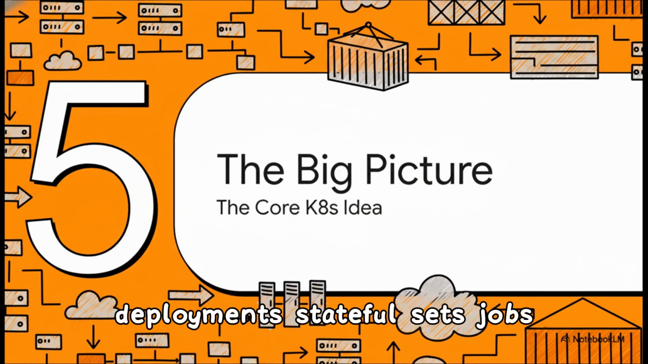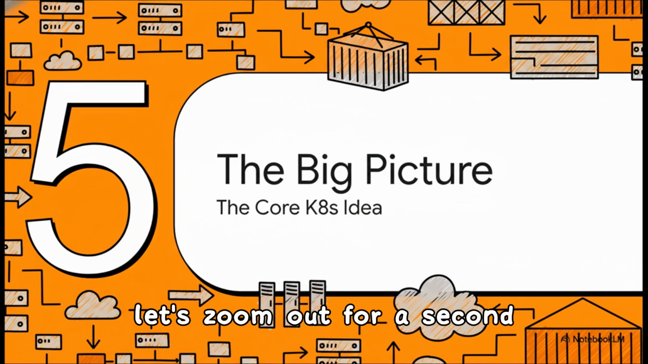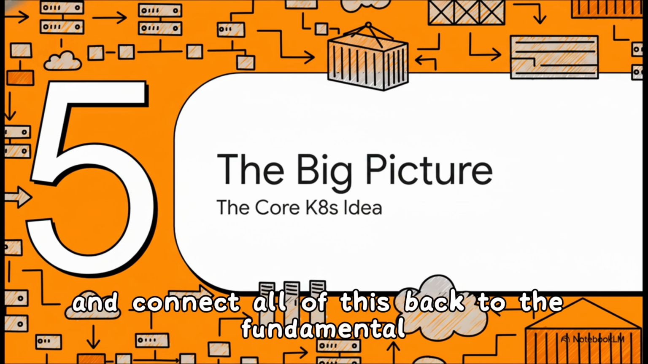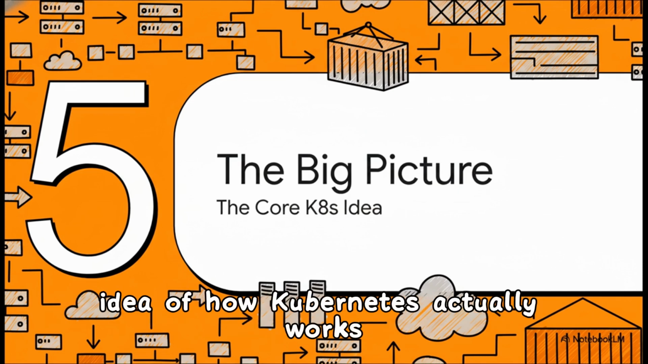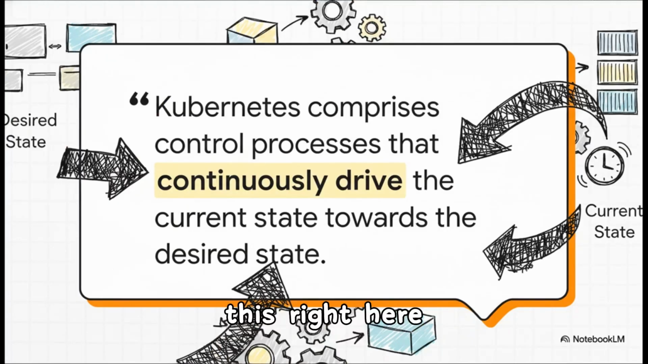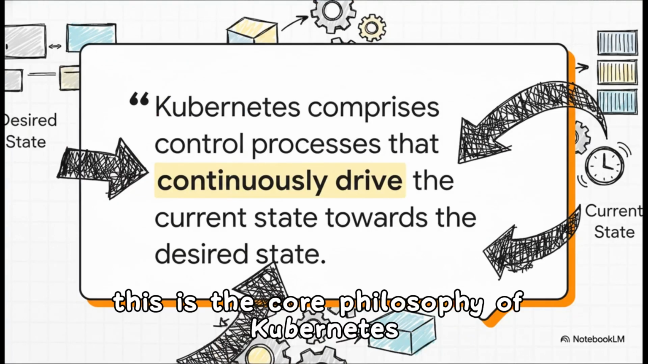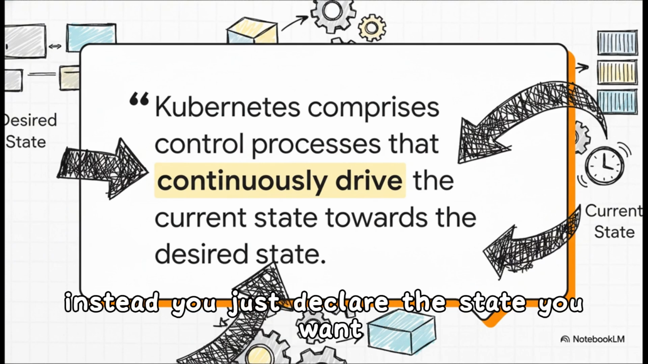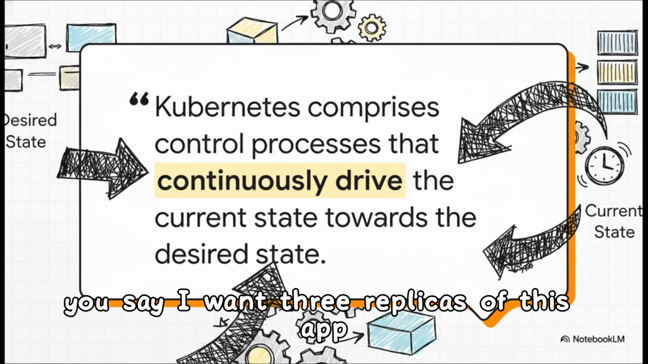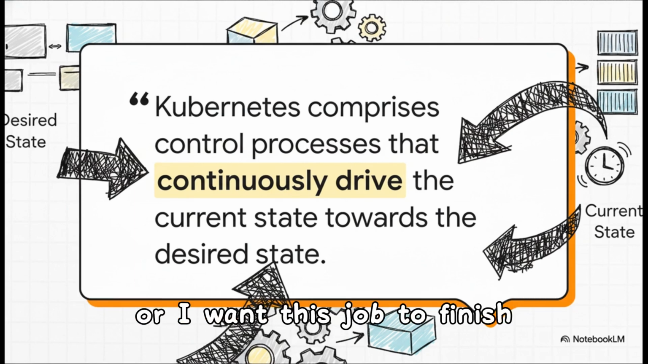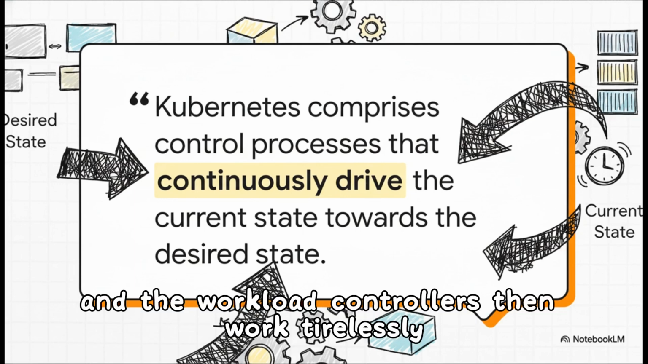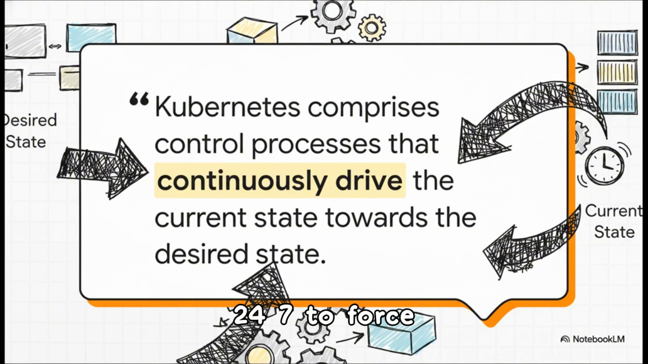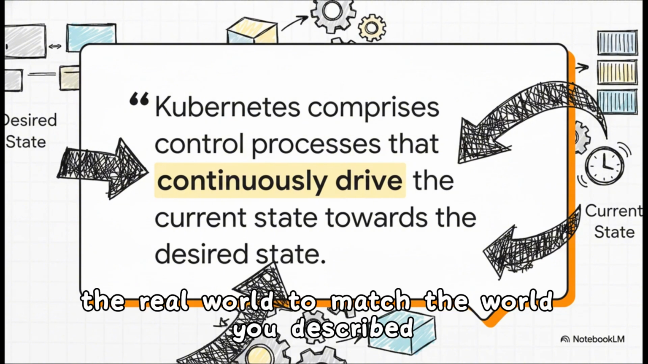Okay, so we've looked at all these different managers. Deployments, stateful sets, jobs. Let's zoom out for a second and connect all of this back to the fundamental idea of how Kubernetes actually works. This right here, this is the core philosophy of Kubernetes. You don't give Kubernetes a list of commands to run. Instead, you just declare the state you want. You say, I want 3 replicas of this app, or I want this job to finish. And the workload controllers then work tirelessly, 24/7, to force the real world to match the world you described.